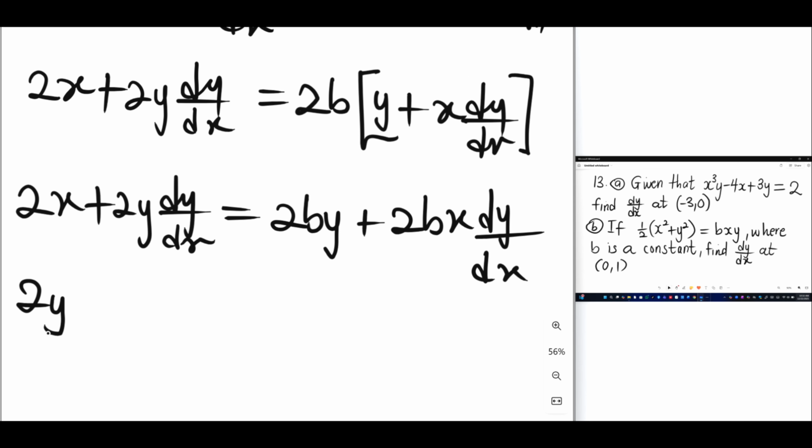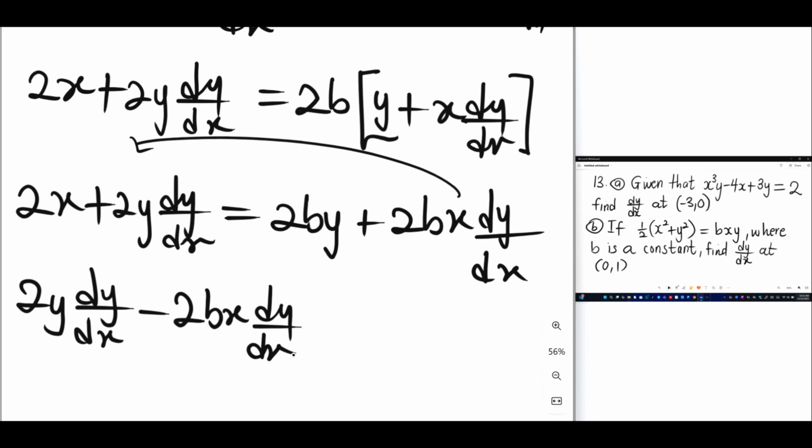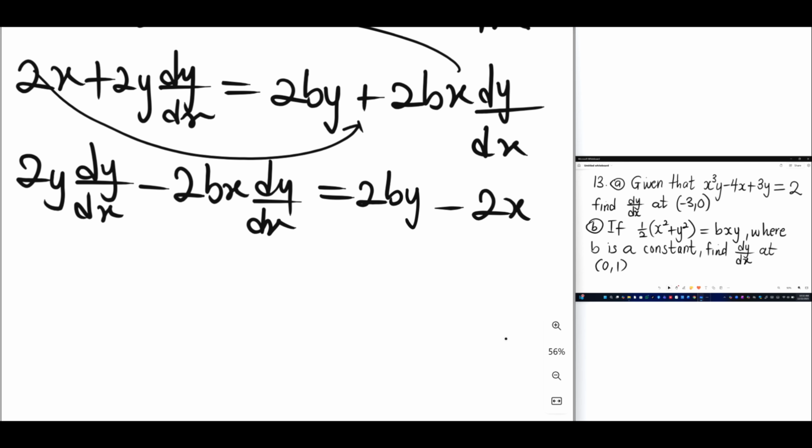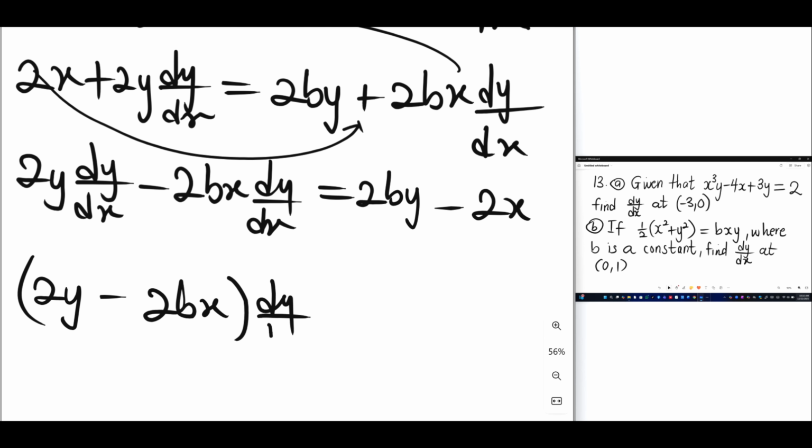All right, so we group like terms. We are going to get 2y dy dx minus 2bx dy dx. So we have transposed this one to the left hand side. It becomes negative, then equal to 2by. Then I will now transpose this one also to the left hand side. It becomes negative, so 2x. So we can now factorize dy dx out. So we have 2y minus 2bx in bracket, then dy dx equal to 2by minus 2x.